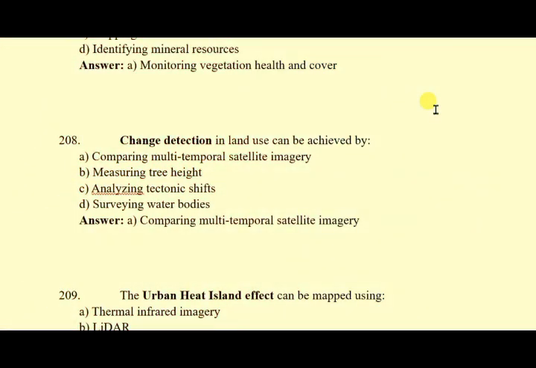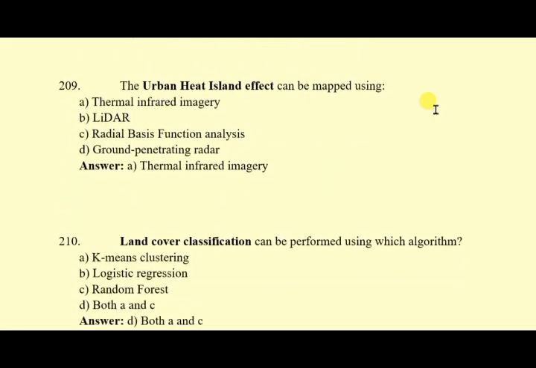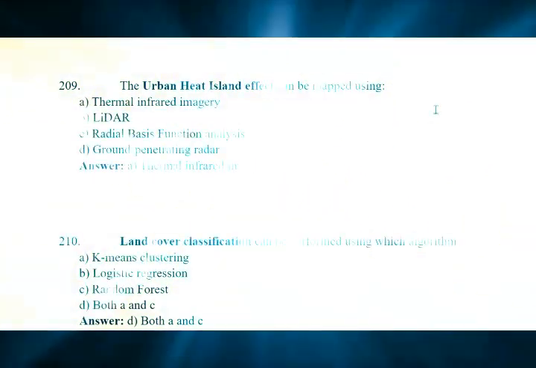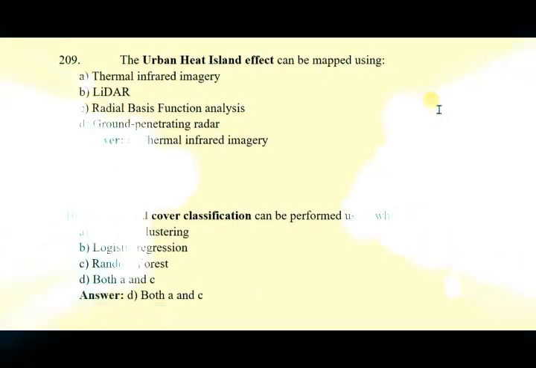Change detection in land use can be achieved by comparing multi-temporal satellite imagery, measuring a tree height, analyzing tectonic shifts, surveying water bodies. The right answer will be comparing multi-temporal satellite imagery. Question 209. The urban heat island effect can be mapped using thermal infrared imagery, LiDAR, radial basis function analysis, ground penetrating radar. Here the right answer will be thermal infrared imagery.